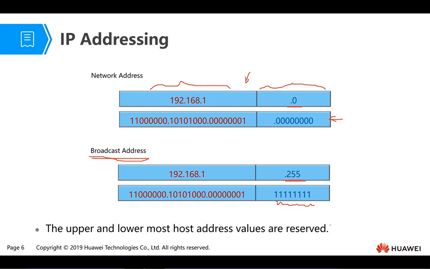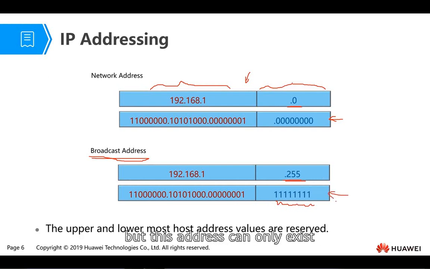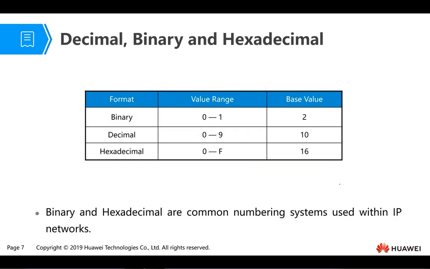Of course, this cannot be assigned to a host, but this address can only exist in the destination IP address in the IP packet. In the IP header, there is a source IP address and a destination IP address. This address can only exist in the destination IP address. When a packet uses this address as its destination IP address, the packet should be received by all the hosts in this network. This is the broadcast address.